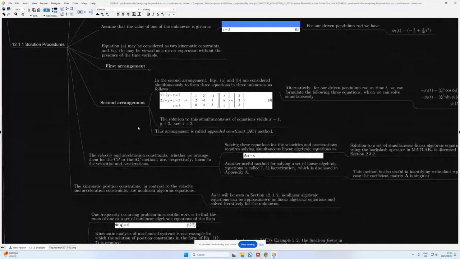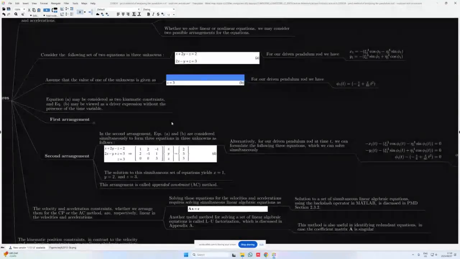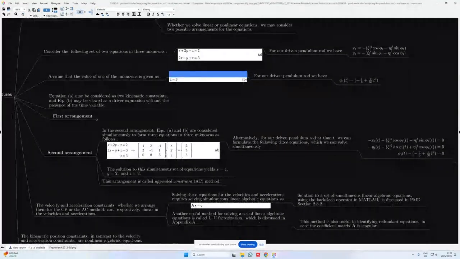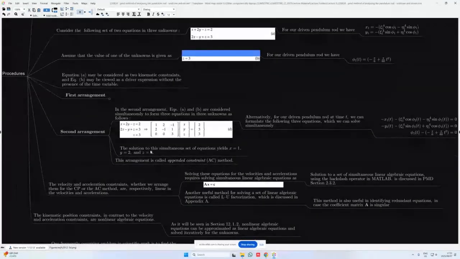Now we can look at the second arrangement, which simply says that we can now combine equations A and B, and they are considered simultaneously to form three equations in three unknowns. So we expect a unique solution then. And this simply means that our coefficient matrix now grows to a 3 by 3 matrix if we look at our x, y, z variables that we have in equations A and B. And we can once again solve this problem simultaneously to obtain x equal to 1, y equal to 2, and z equal to 3.